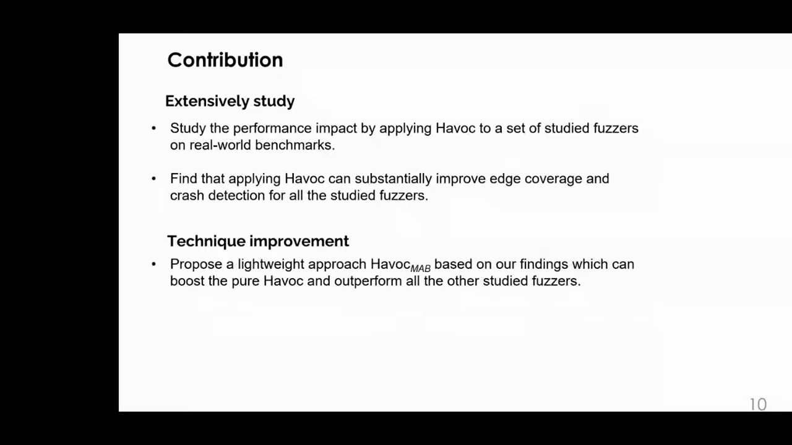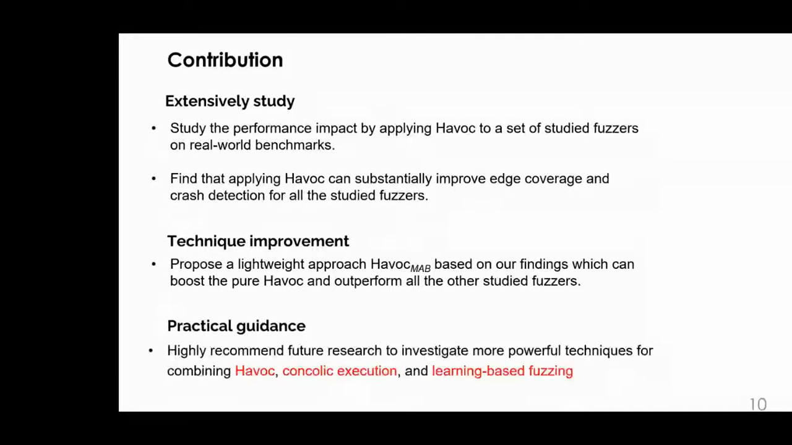And we also have a technical improvement. We propose a lightweight approach, Havoc map, based on our findings, which can boost the pure Havoc and outperform all the study fuzzers. And we also have practical guidelines. We highly recommend future research to investigate more powerful techniques for combining Havoc, concurrent execution, and learning-based fuzzing.